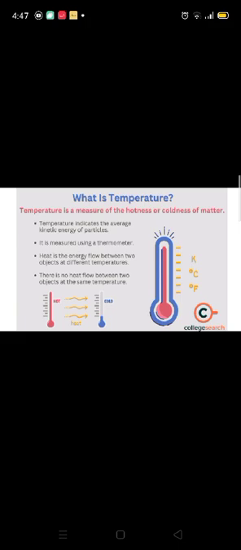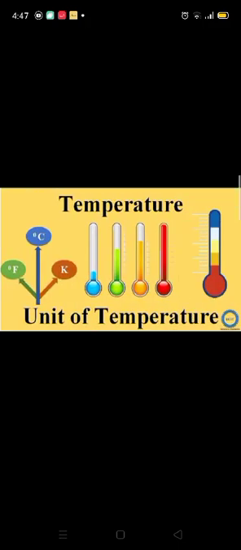Now, how do we measure the temperature? We measure the temperature using a thermometer. What is a thermometer? A thermometer is an instrument through which we calculate or measure the temperature. Now we discuss the units of temperature. There are different units of temperature. According to the System International, that is the SI unit, the SI unit of temperature is Kelvin; the others are degree centigrade and degree Fahrenheit.